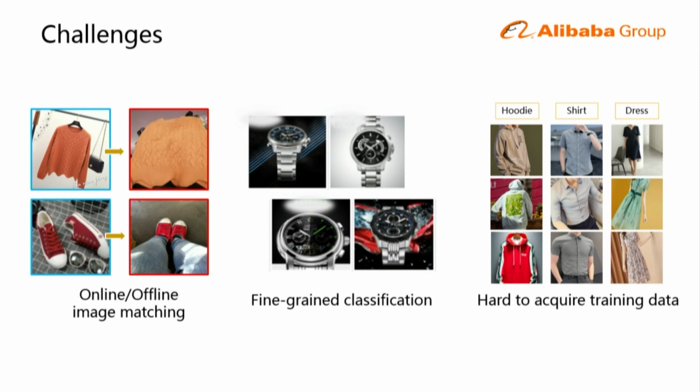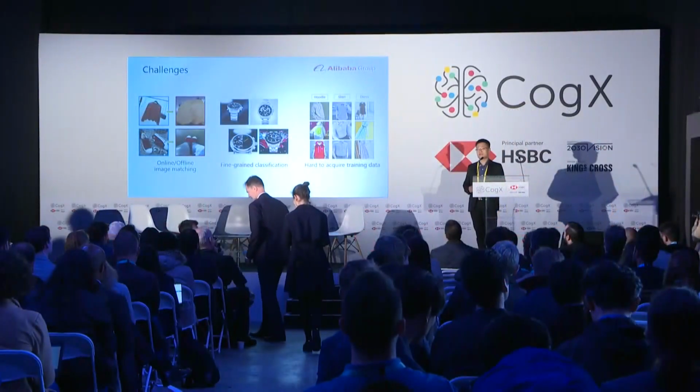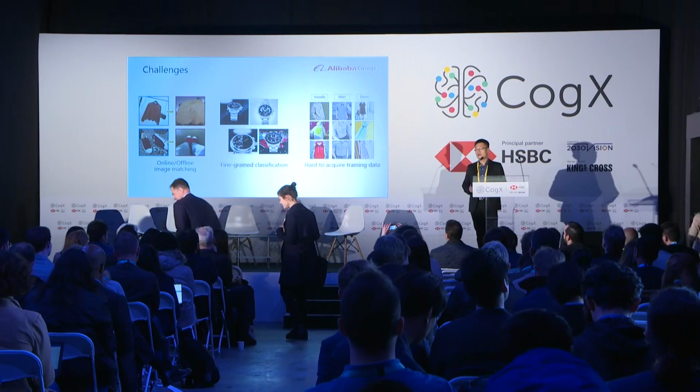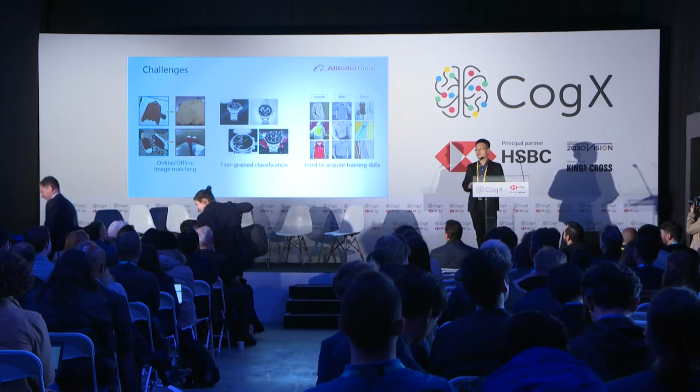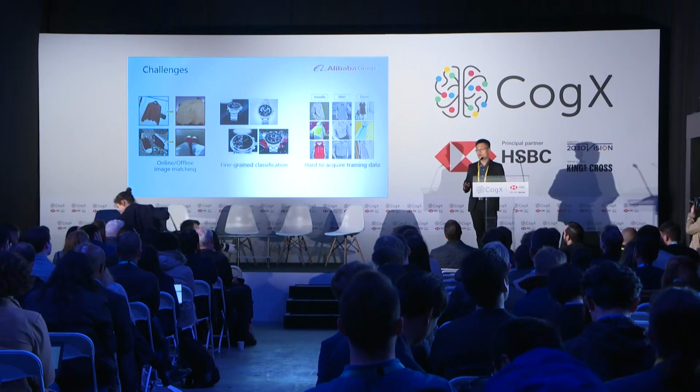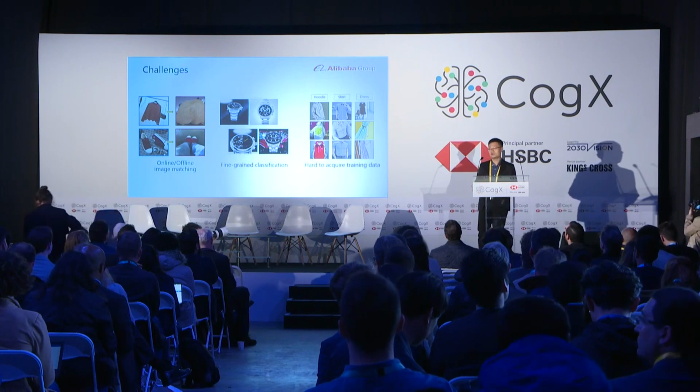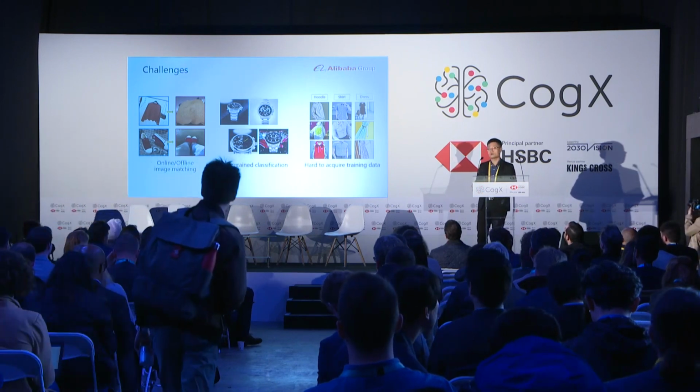The second challenge is that because the number of products is so huge, we have to do very fine-grained classification. On the image we can see there are 4 watches, and they belong to totally different brands. So they are totally different products, but they look very similar. It's also very challenging for the system or the machines to really understand how to differentiate them.